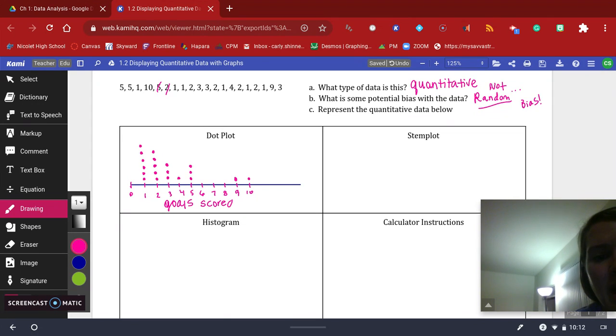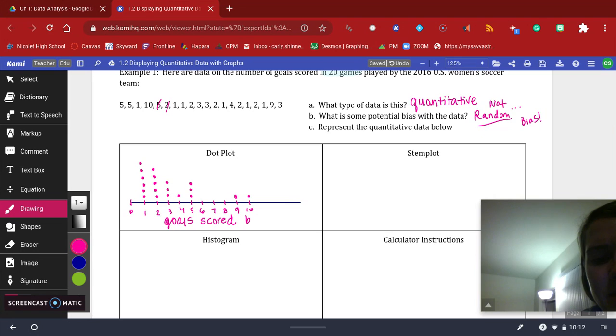So let's make sure we have a title, goals scored. I guess you should be a little bit more specific. I'm just kind of running out of room. U.S. women's soccer. And let's put the year. Okay. So there's our dot plot. So we're going to get more into specifics on how to describe and analyze the data.